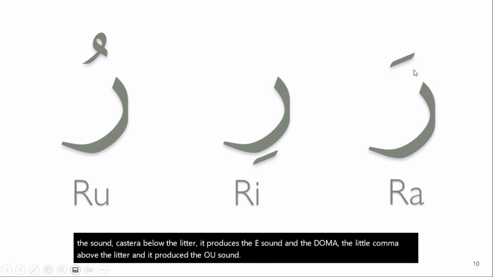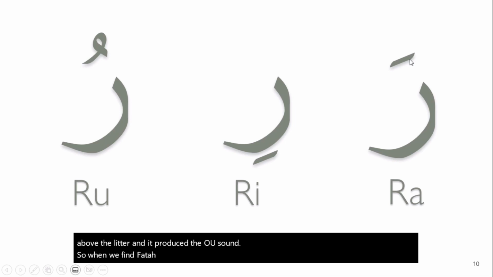So when we find Fatha above the letter, it means it will be ra. If it's Kasra below the letter, it's ri. If it's Dhamma above the letter, it's ru. Okay, so ra, ri, ru.